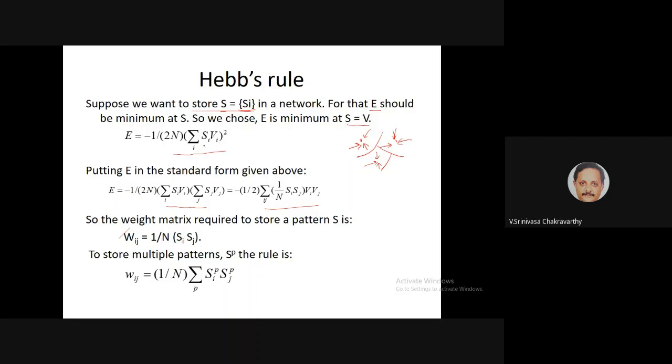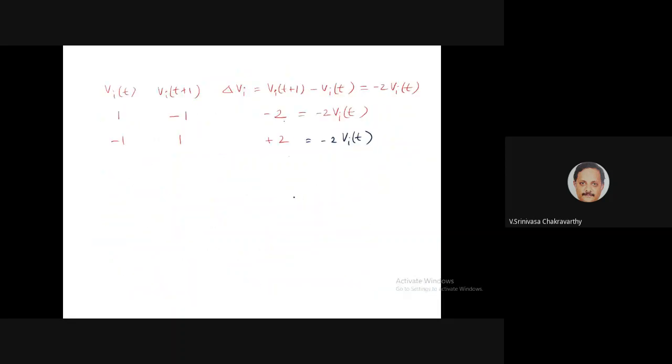So if I write the energy function like this, as you know, basically some positive factor times minus sigma S_i V_i, that is S dot V, whole square. Then if you expand this out and write it as a product of two summations, sigma over i of S_i V_i times sigma over j of S_j V_j, and multiply this out term by term, you get minus half times 1 over n, S_i S_j times V_i V_j. You see, this expression is of identical form as our energy function.